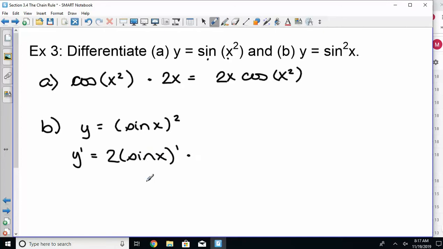Derivative of sine is cosine. So we just get 2 sine x cosine x. So derivatives are very different here. That's why it is extremely important when you are working with these sines and cosines, you put your square in the proper spot. It's a lot different to have an angle squared than it is to have the trig function squared. Any questions there?